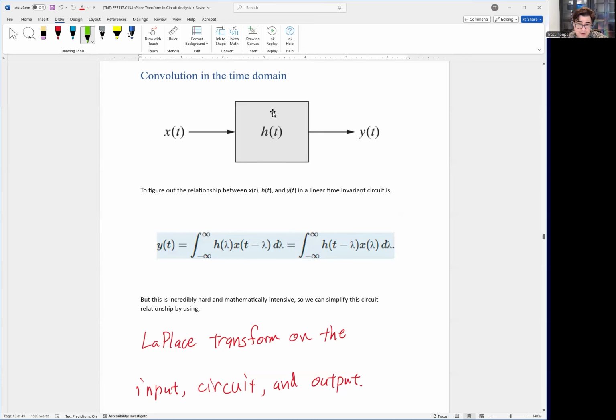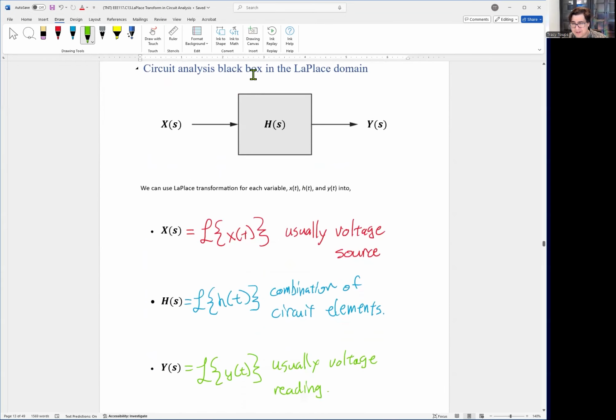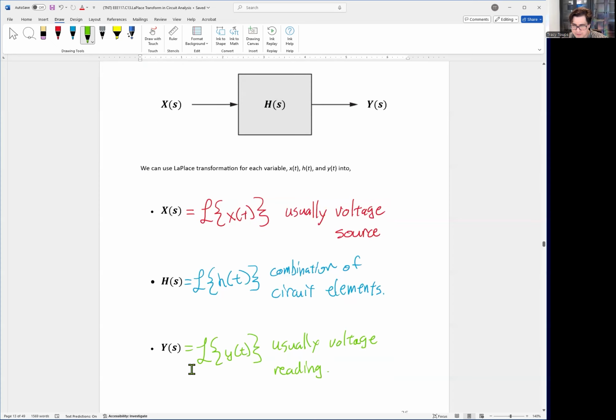And you learned last time how to convert the circuit if you have a circuit. Okay. So instead, let's do everything in the Laplace domain and analyze this black box. You have x of s goes into the unknown circuit h of s, and the output is y of s. Right? And as long as you take the Laplace transform of each unit, you'll be okay. Okay. So x of s is typically a voltage source we put into the circuit. h of s is typically a combination of circuit elements in a prearranged design. And y of s is usually a voltage reading or a current reading that comes out. Okay.